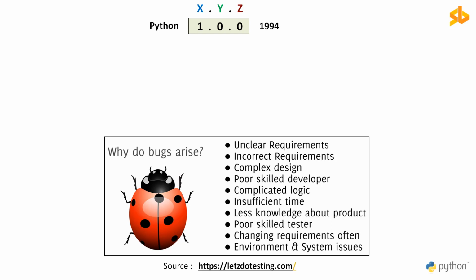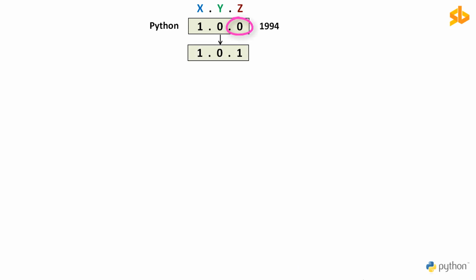Let's say the Python community found a few bugs in Python version 1.0.0. A bug fix is defined as an internal change that fixes incorrect behavior. After fixing them up, a new version of Python can be released by incrementing the number in the z's place. Here, in this case, from 0 to 1. So, the new patch version is Python 1.0.1. A new version with just a small number of bug fixes can be called a patch version.